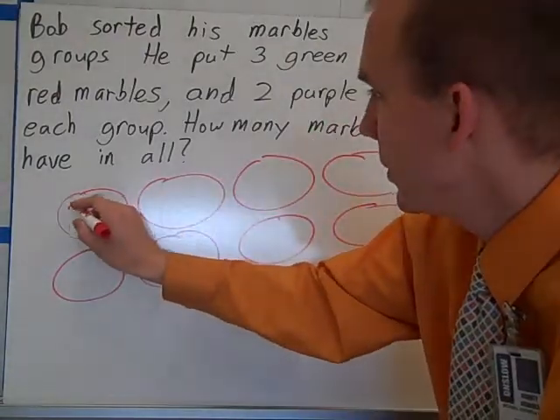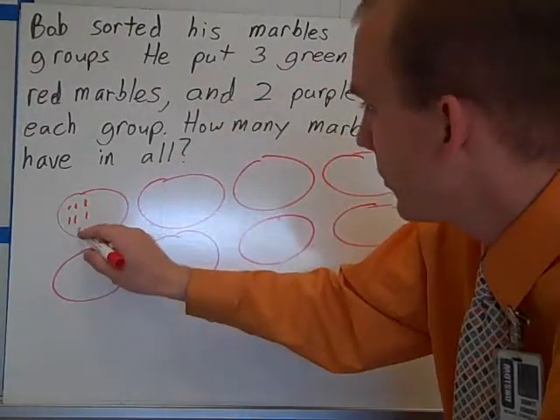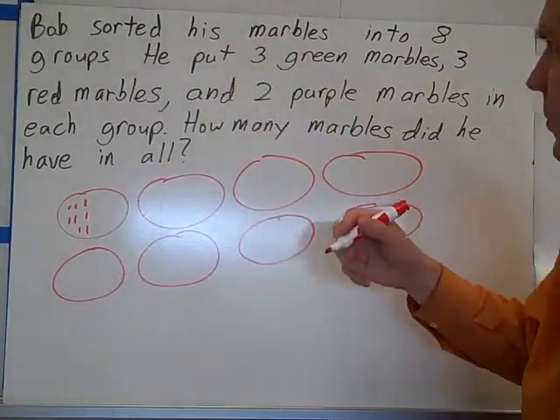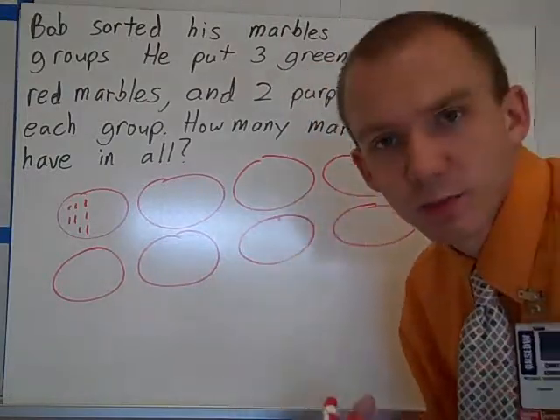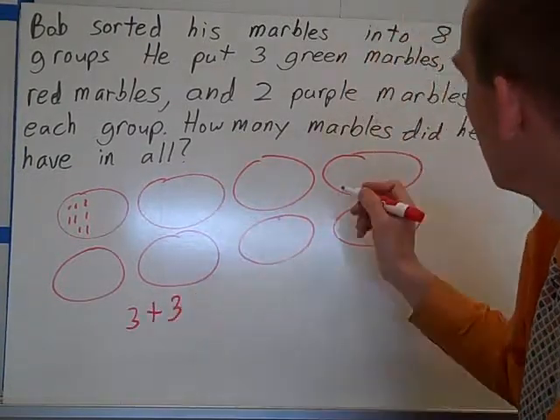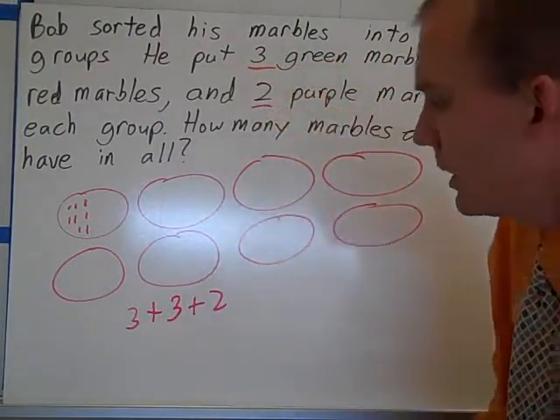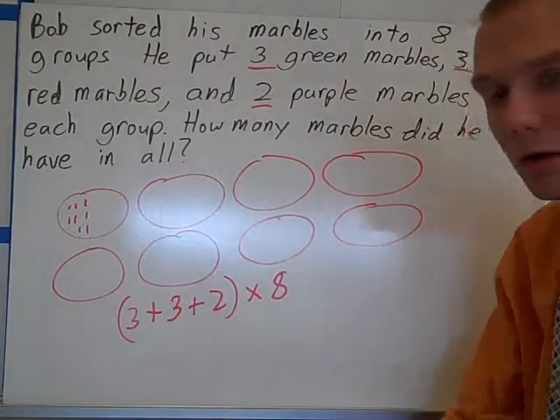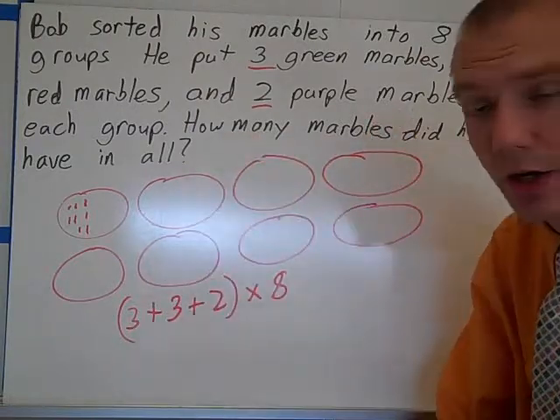Well, there's 3 green, 1, 2, 3, okay, 3 red, 1, 2, 3, and 2 purple, 1, 2. So it looks like I just have to count these up or add them up. And then I have to put it in all 8 groups to get my total. So what I would say my expression would be is 3 plus 3 plus 2. That's each group. And then once I add that up, I need to multiply by 8. And if I multiply by 8, I'll have how many marbles he had in all.